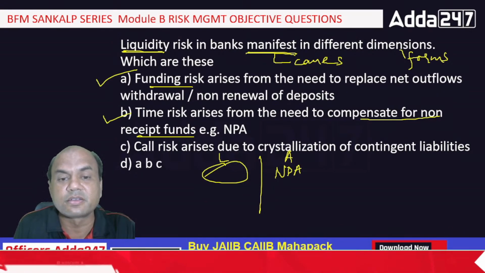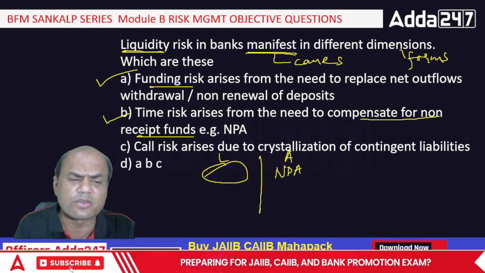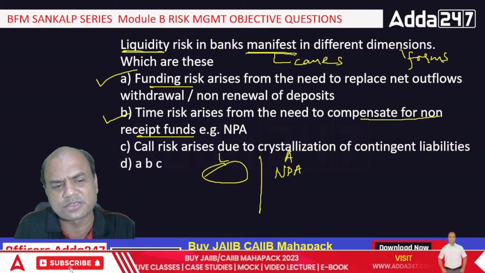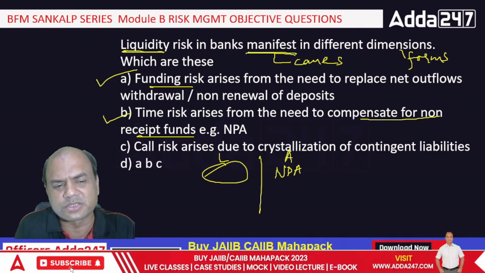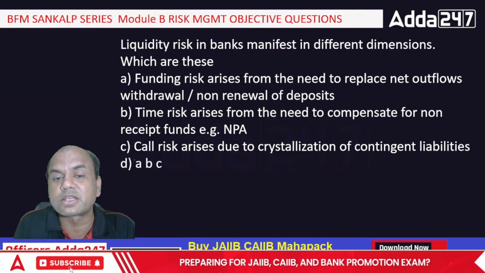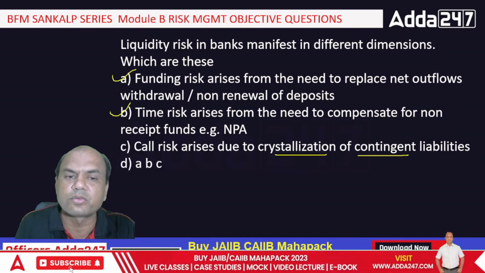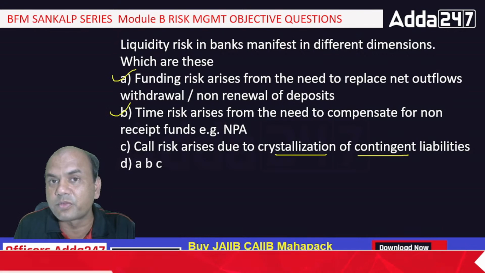What about C? Call risk arises due to crystallization of contingent liabilities. Now what do you mean by this? Many of us don't know this, right? Crystallization arises due to what? Call risk arises due to crystallization of contingent liability. So here A and B are true. Okay. Now I'm thinking only of C, right?